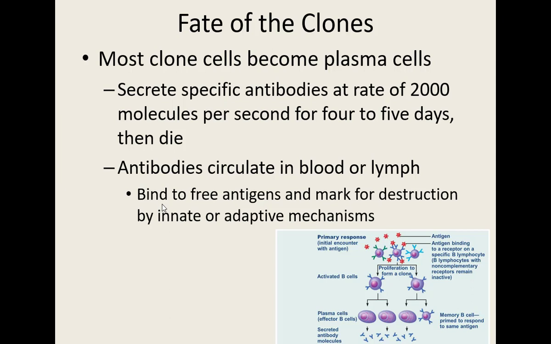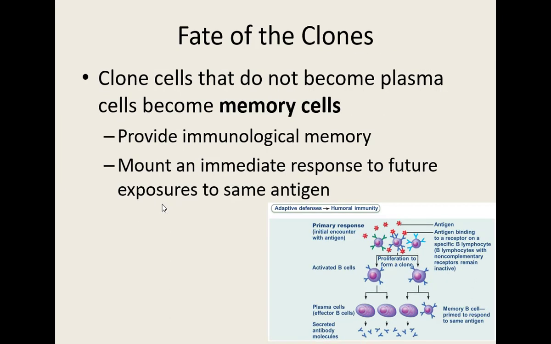So the antibodies are going to circulate around in the blood. You'll find them in the lymph. They're looking for that foreign object. They'll bind to it, target it for destruction, get rid of it. We'll talk about how it does all that shortly. But it makes lots and lots of antibodies. If it doesn't become a plasma cell, it becomes a memory cell.